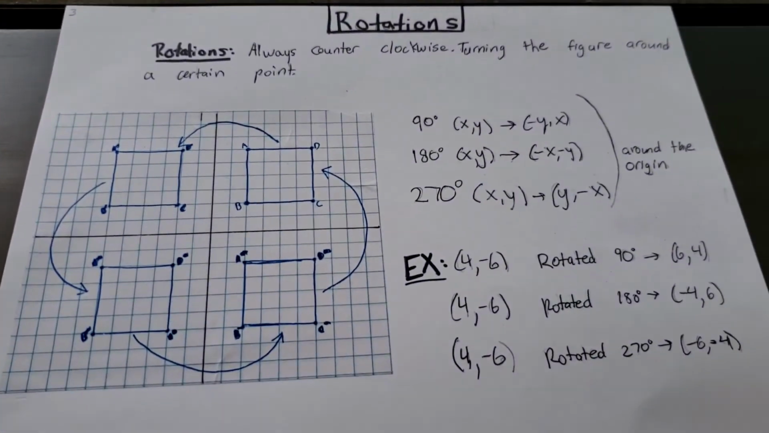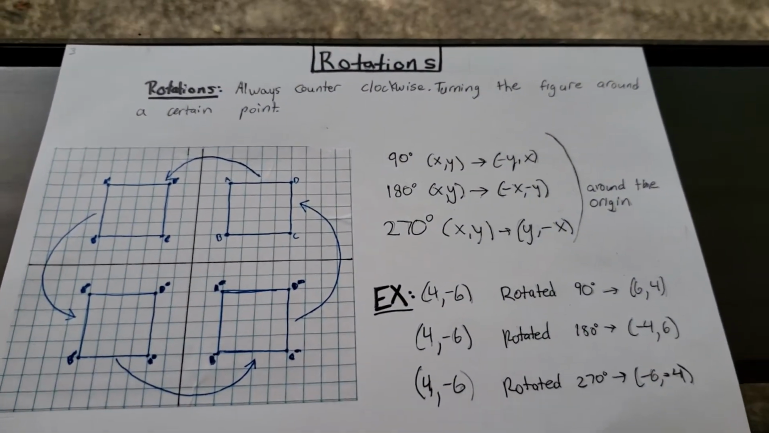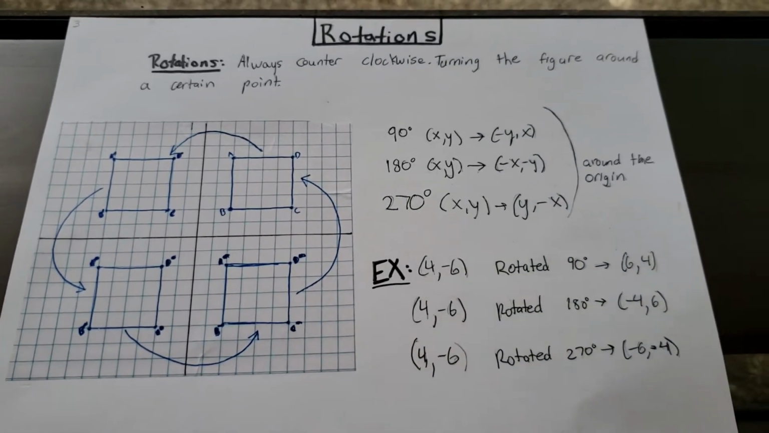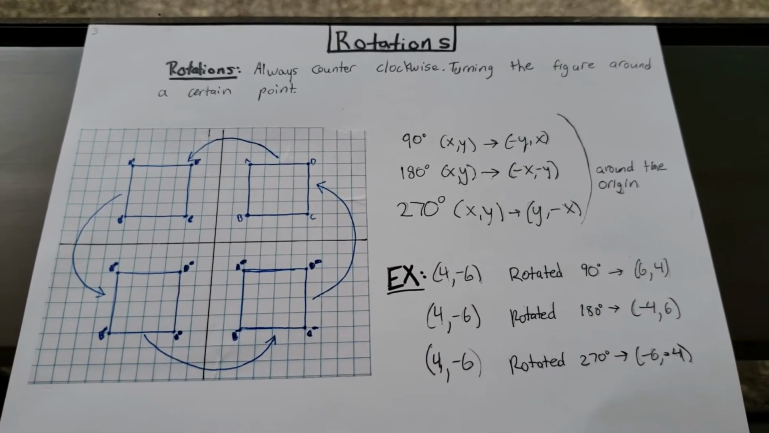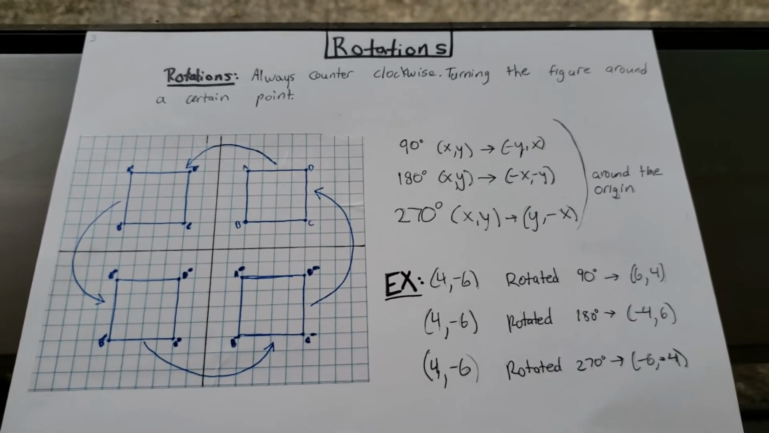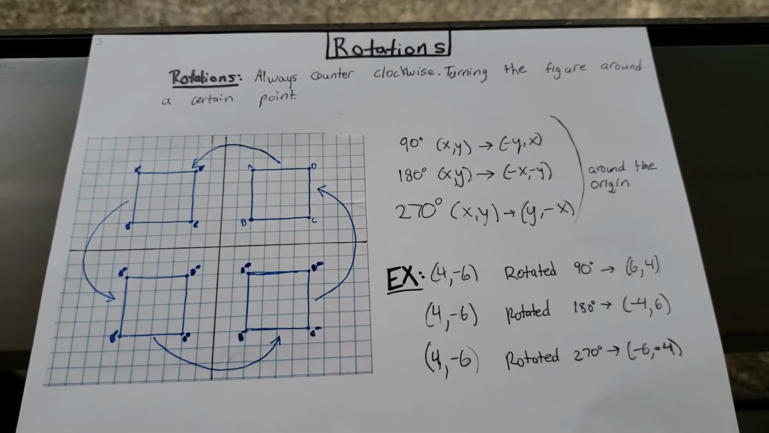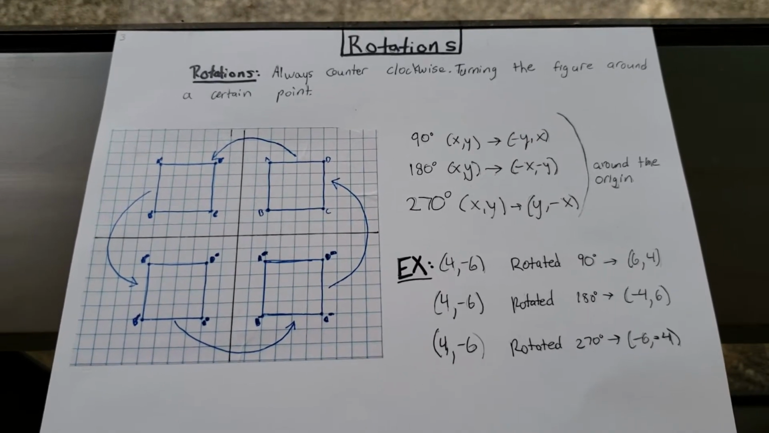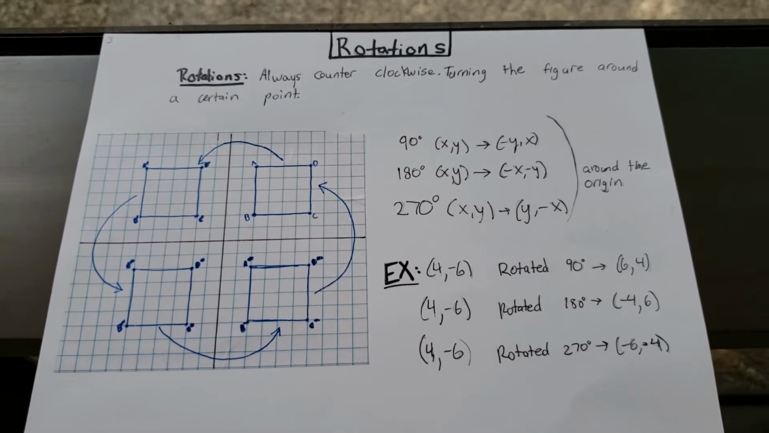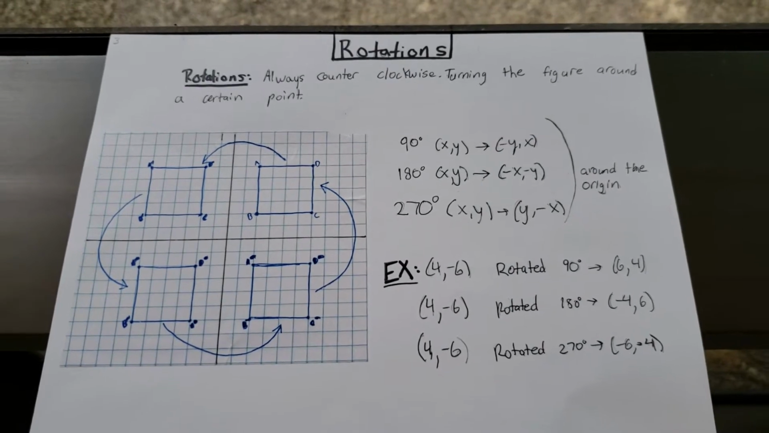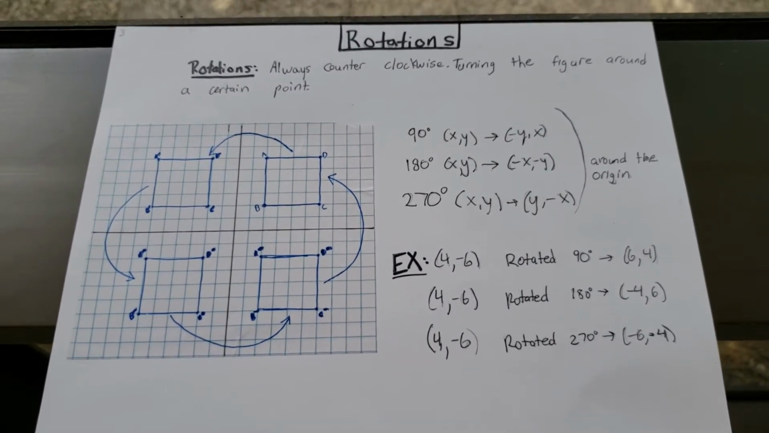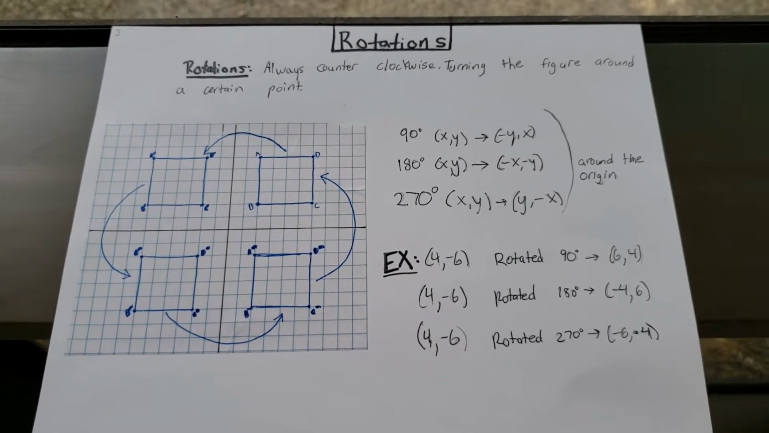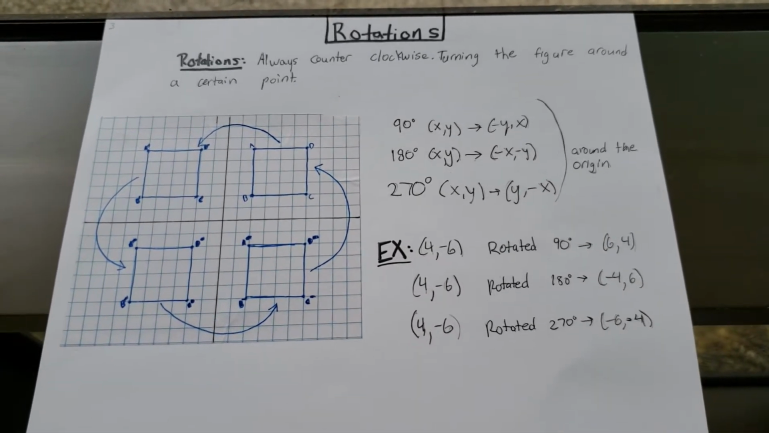Now let's look at rotations. Rotations are basically a figure rotating around the origin. There's an easy way to remember it. For a 90-degree rotation, the coordinate (x, y) is transferred to (-y, x). For a 180-degree rotation, the coordinate (x, y) is transformed to (-x, -y). And for a 270-degree rotation, the coordinate (x, y) is transferred over to (y, -x).